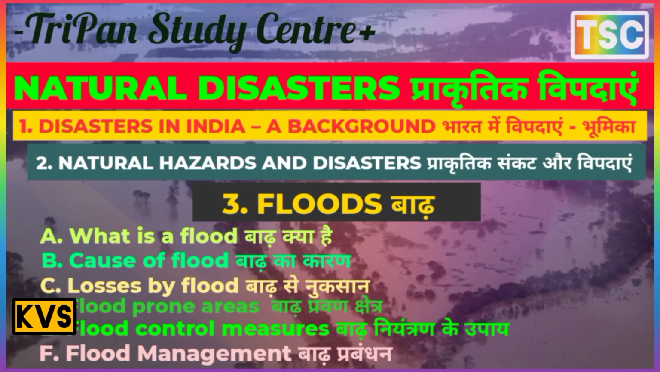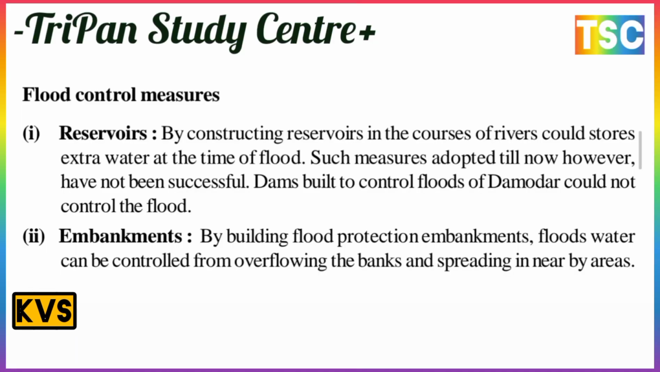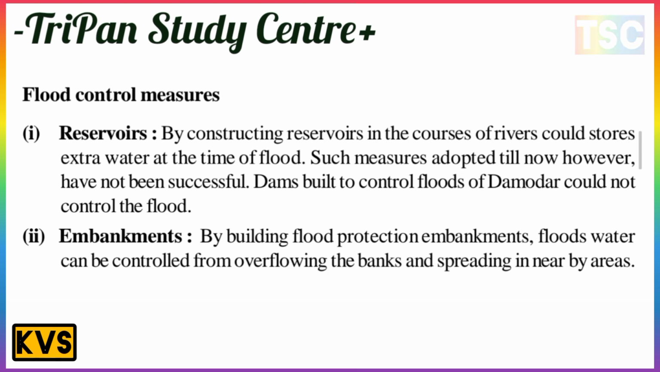Next, flood control measures. The first point is reservoirs. By constructing reservoirs in the course of a river, extra water can be stored at the time of flood. Such measures adopted till now, however, have not been very successful. Dams were built to control floods, but the Damodar flood could not be controlled.